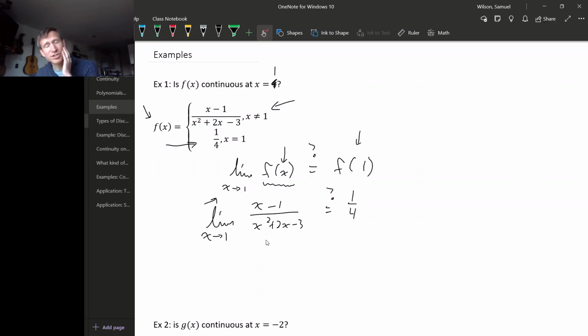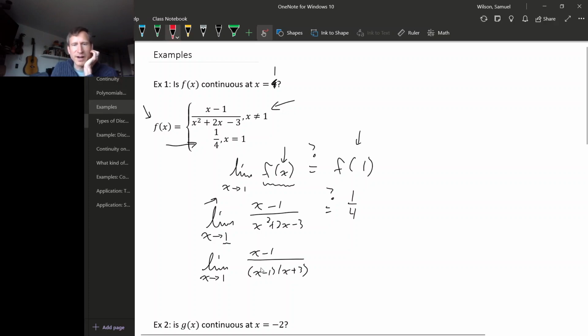Well, this is a rational function, so what we can do is just plug in our x value. But if you do that, what we get for this example is 0 over 0. So remember, rational functions are continuous wherever they're defined, but this particular rational function is not defined at x equals 1. So we have to work a little bit harder. But remember, we have some algebra tricks for dealing with this kind of situation. We can factor the denominator. So this is the limit as x goes to 1 of x minus 1 over, so the denominator factors, it's x minus 1 times x plus 3.